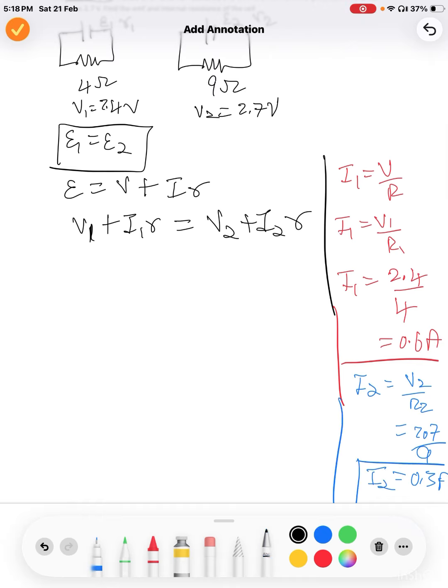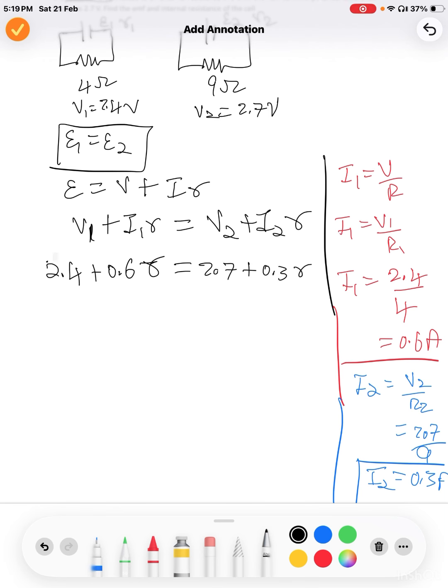So we got both the things. Now I will substitute the I1 and I2 values here. So what happens now? We know the V1 value. What is the V1 value? 2.4 plus I1 value we know, 0.6, into R, equal to V2, which we know. What is the V2 value? 2.7 and I2 value 0.3 into R.